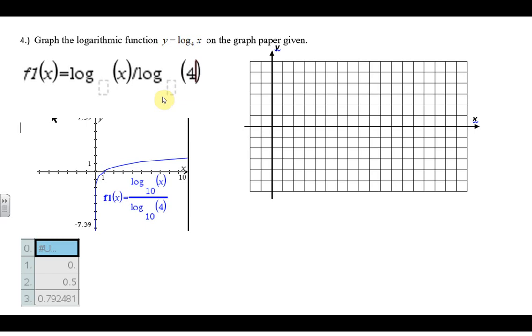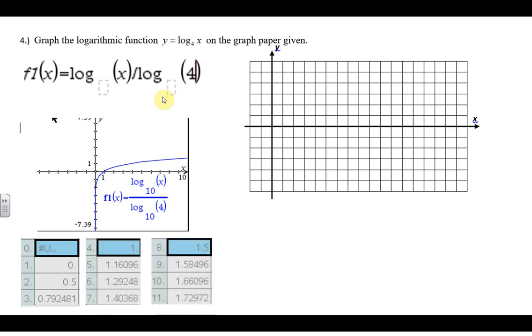Pick a few good points. So I picked a couple. I've got 1, 0 is a good point. There's another 2.5, 4, 1, 8, 1.5, 16, 2. Graph the good points. Now, you connect your dots, making sure the arrows go down forever.